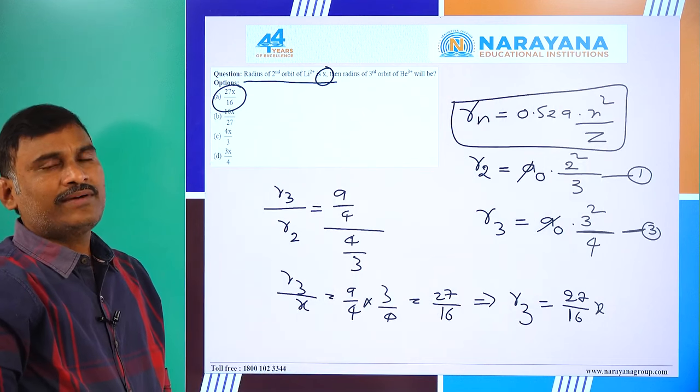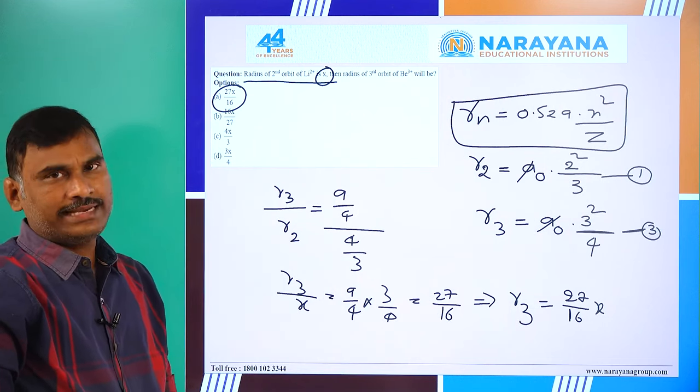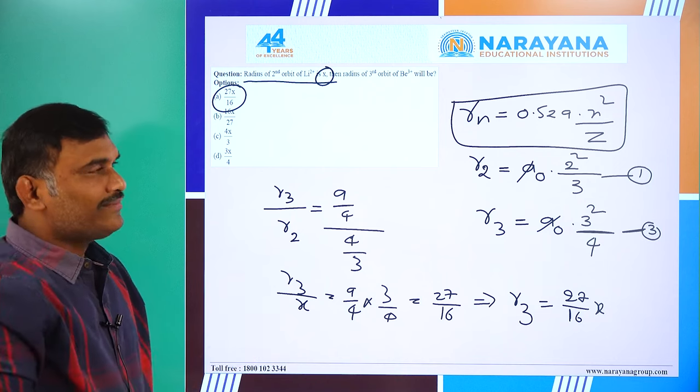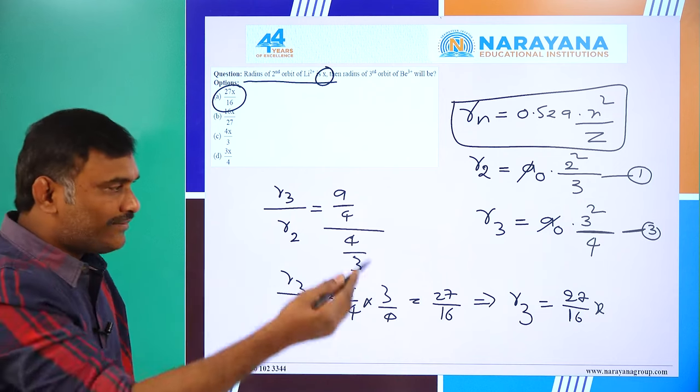This is the formula required to do the problem. Rn, for any orbit of a hydrogen-like species, is 0.529 into n square by Z. This is the way we can solve the question, students. Now go for the next question, students.